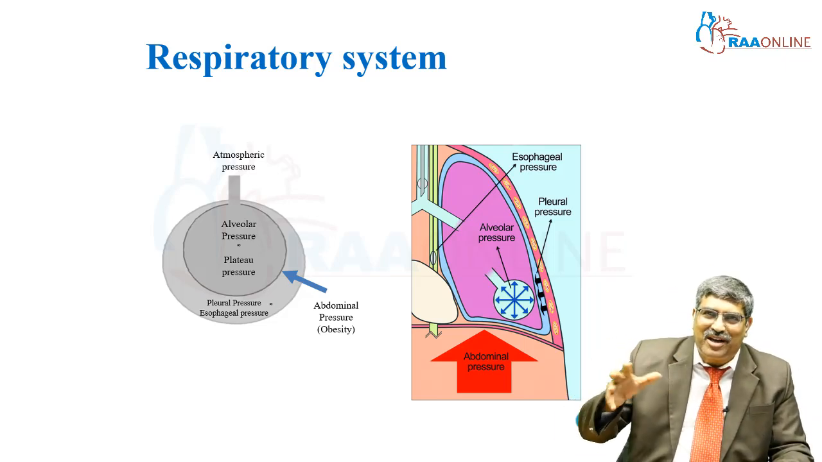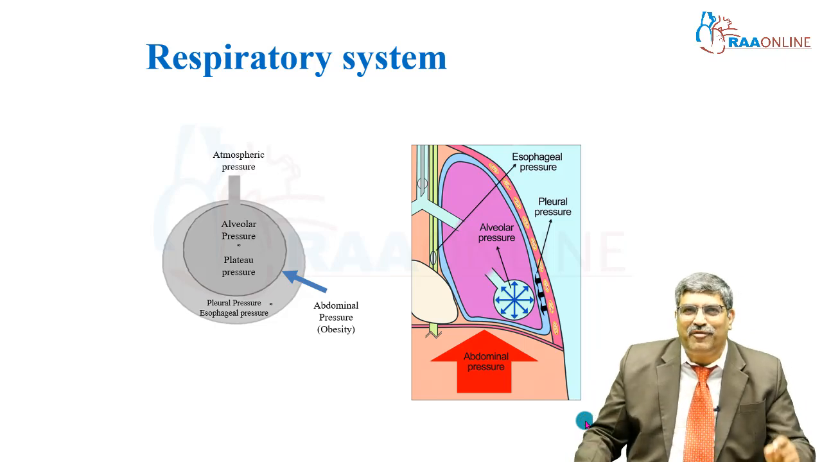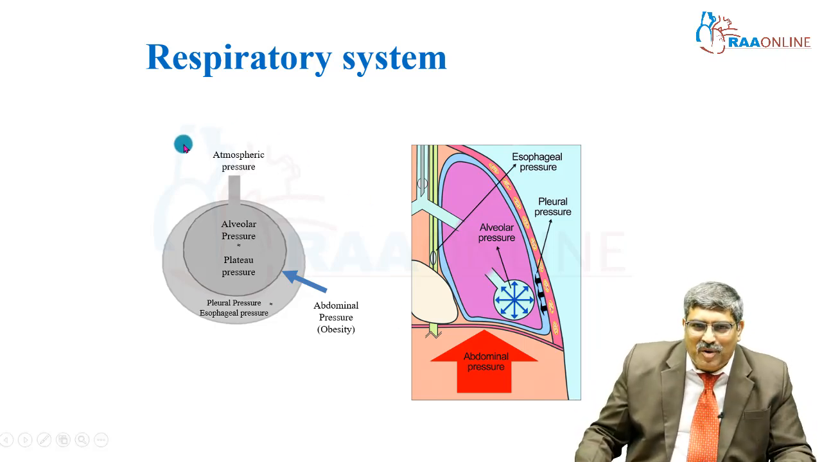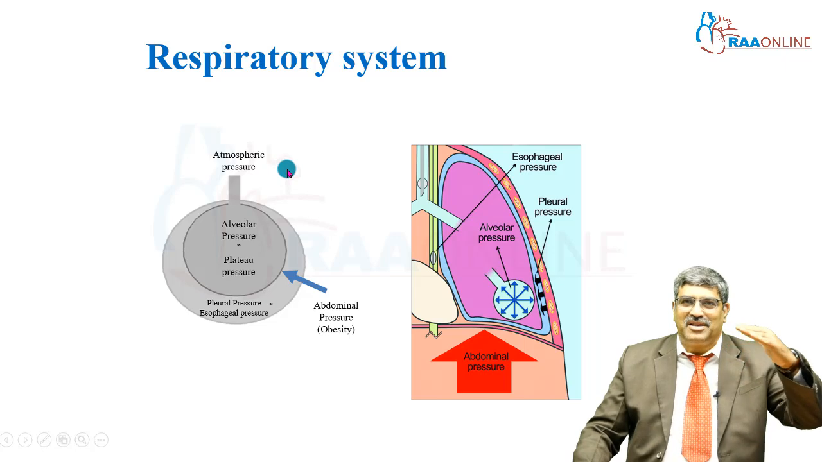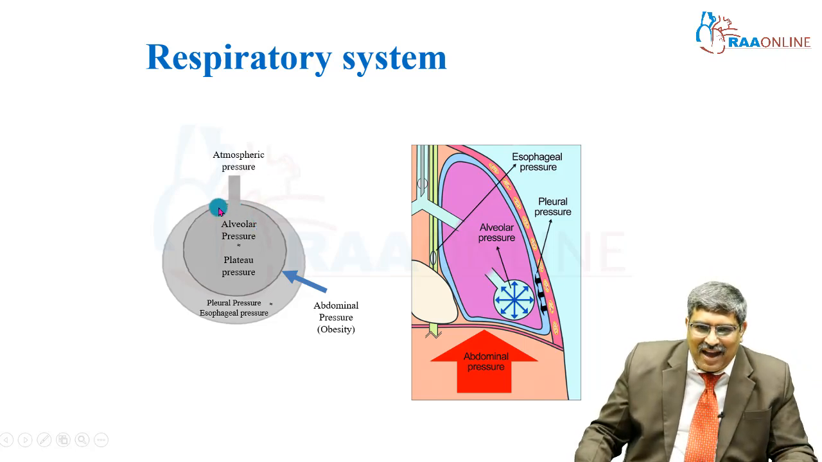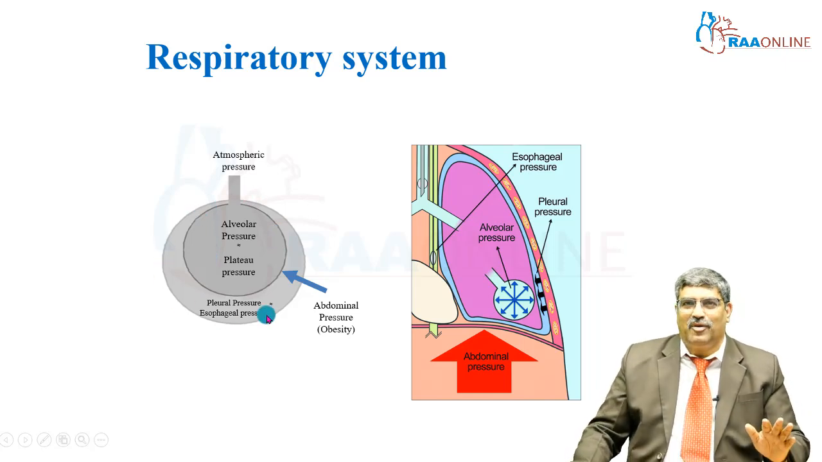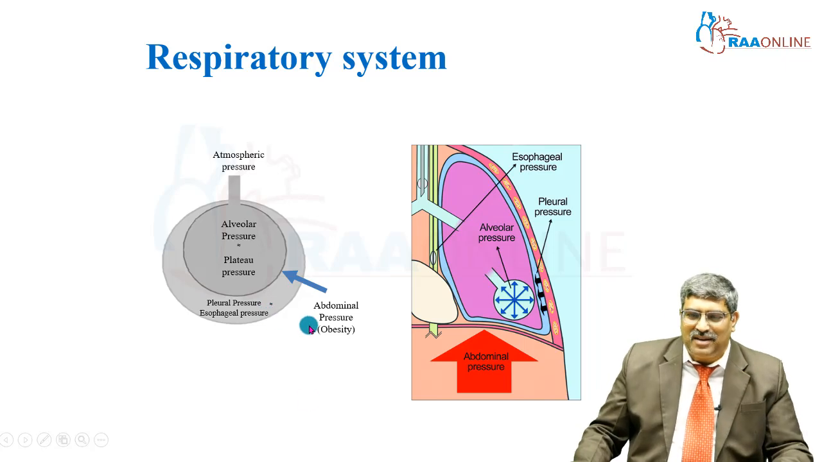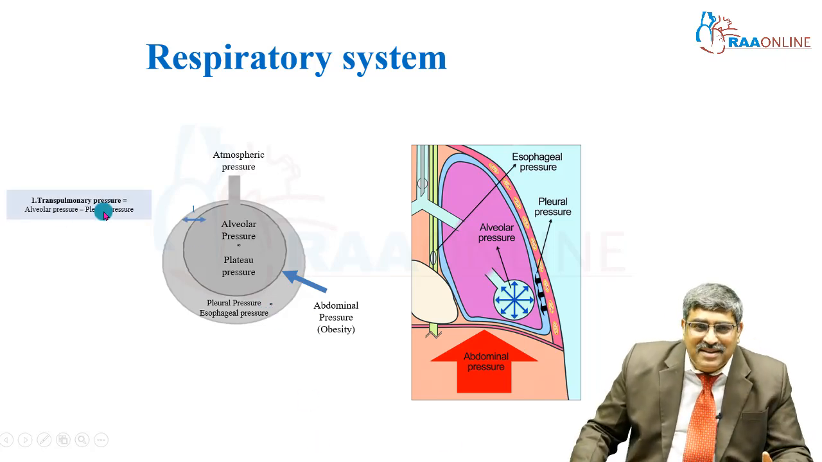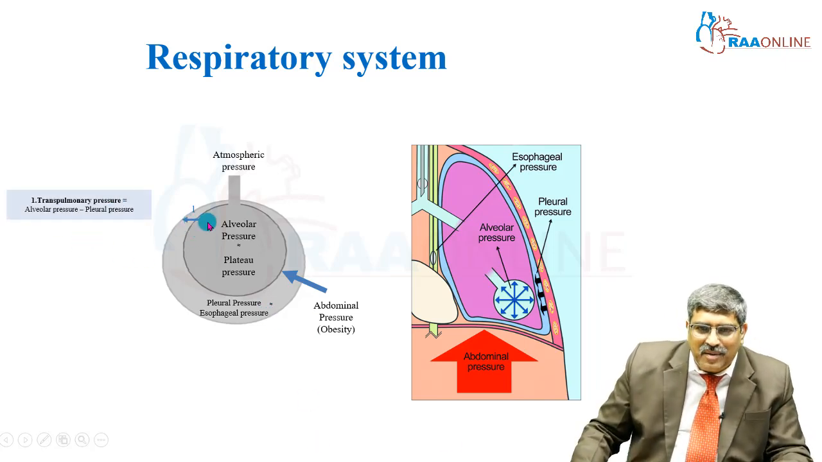Before going into the effect on the respiratory system, a few definitions. Atmospheric pressure is nothing but the pressure in the atmosphere. Alveolar pressure is the pressure inside the alveoli, and pleural pressure is outside the alveoli. Okay, you have to understand that. And what is transpulmonary pressure? Transpulmonary pressure is the difference between alveolar pressure and the pleural pressure.